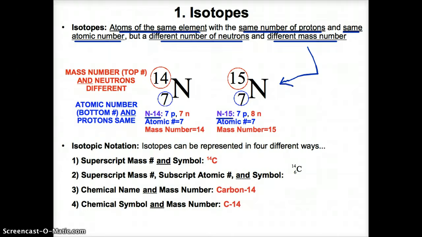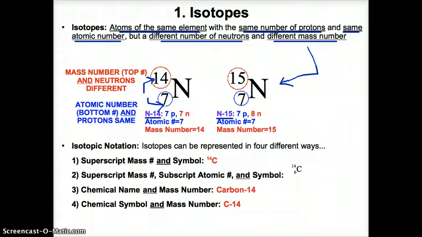But before we do that, let's remember that in notations like these, the top left number always gives you the mass number, the bottom left number always gives you the atomic number, the number of protons always equals the atomic number, and the number of neutrons equals the mass number minus the atomic number. All right, so let's analyze each of these isotopes of nitrogen.